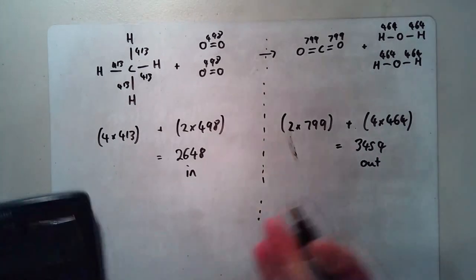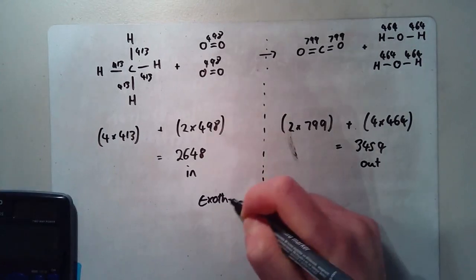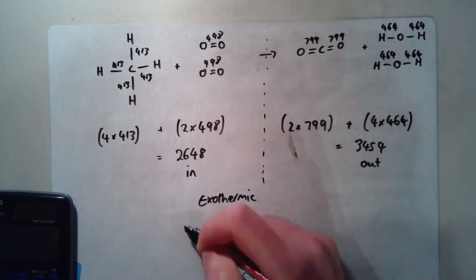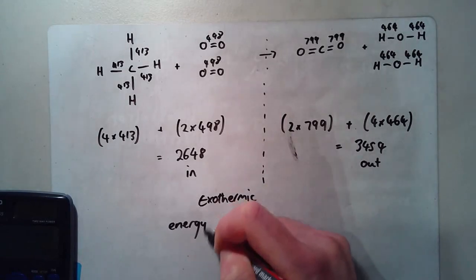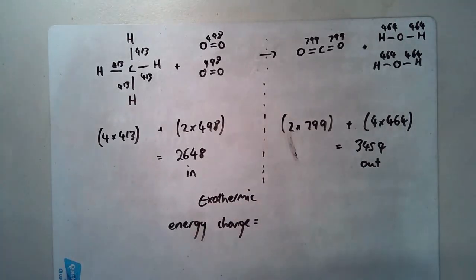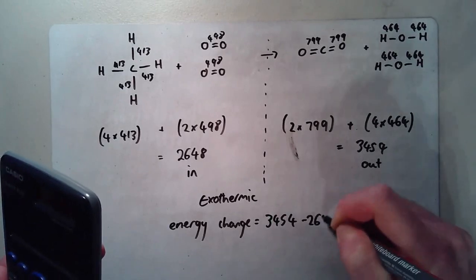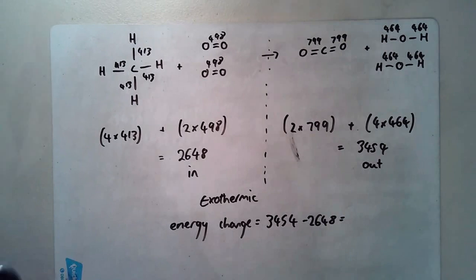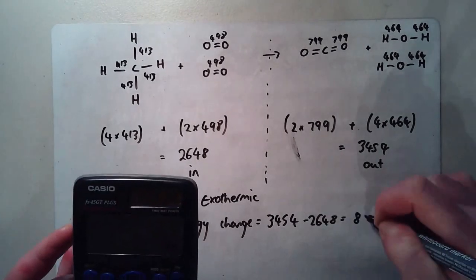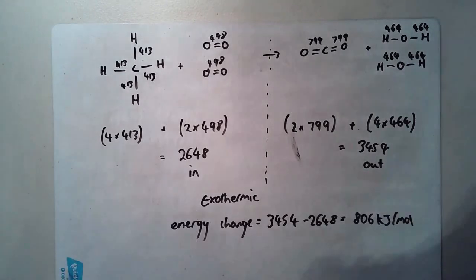You can see this is obvious. This then is exothermic, and the energy change is the difference between those two, which is 3454, take away 2648. Gives you 806 kilojoules per mole.